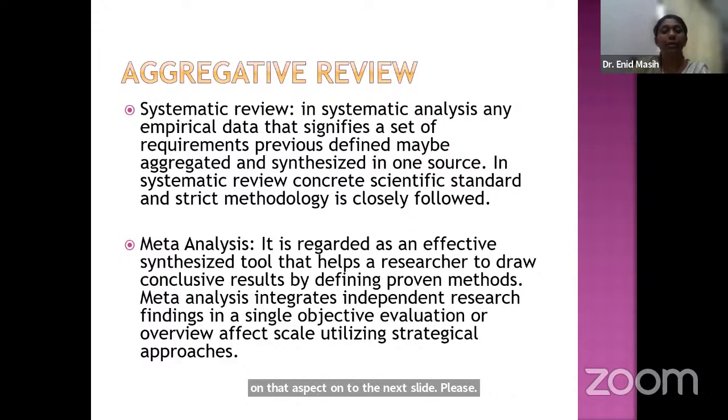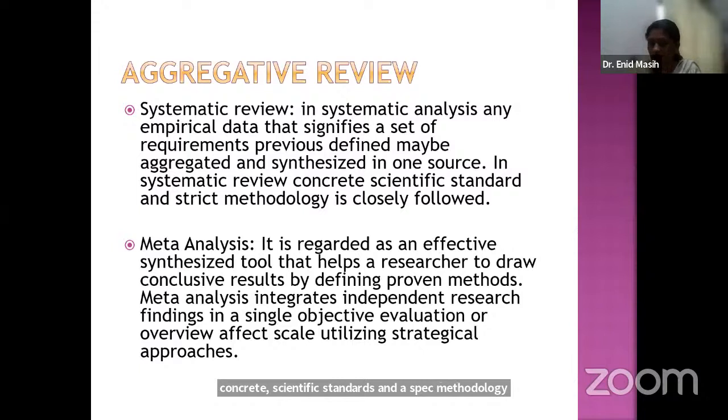Aggregative review. Now, when we talk about aggregative review, you will see that another point here in itself is a systematic review. So in systematic analysis, any empirical data that signifies a set of requirements previously defined may be aggregated and synthesized in one source. In systematic review, concrete scientific standards and a strict methodology are closely followed.